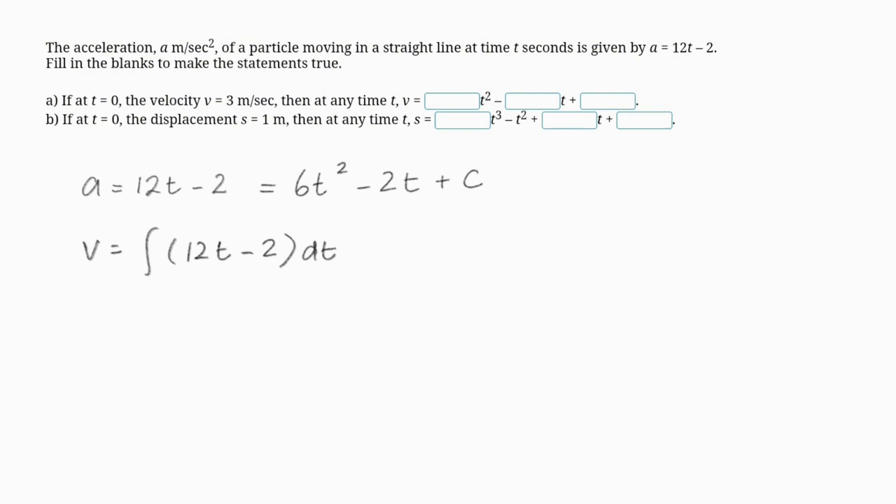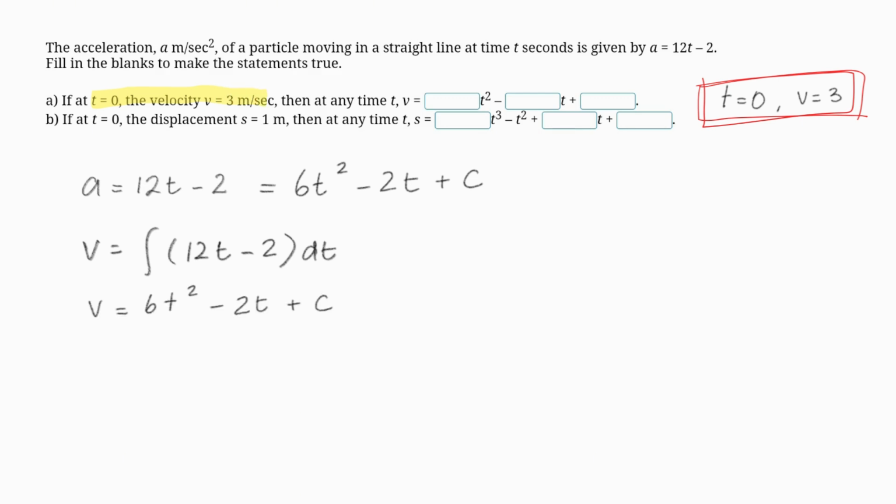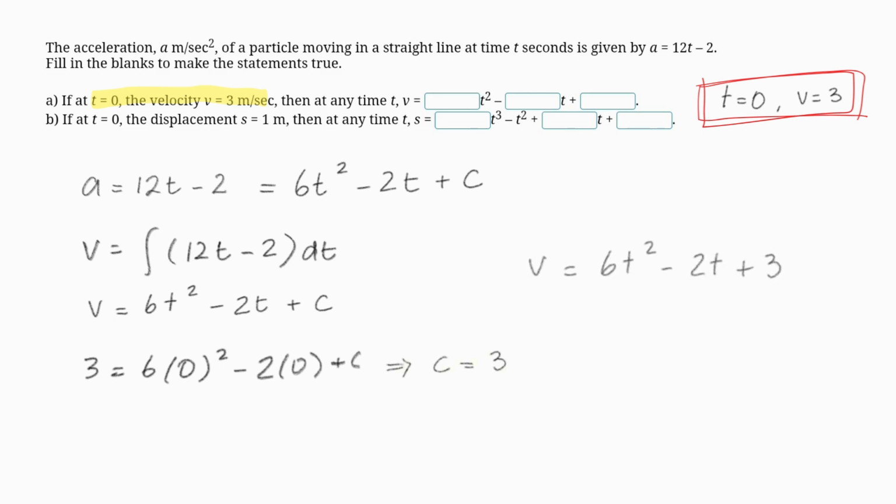Now we have to find the value of c. We are given that at t equals 0, v equals 3. Let's substitute the given values into the function v equals 6t squared minus 2t plus c. So 3 equals 6 times 0 squared minus 2 times 0 plus c. Therefore, c equals 3. For part A, the answer would be v equals 6t squared minus 2t plus 3.